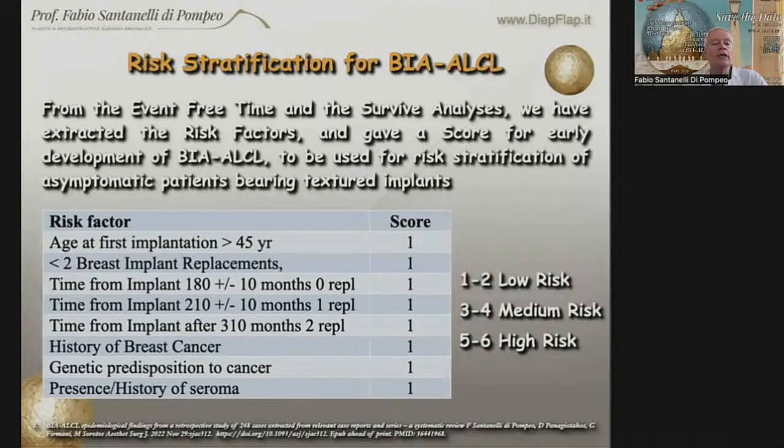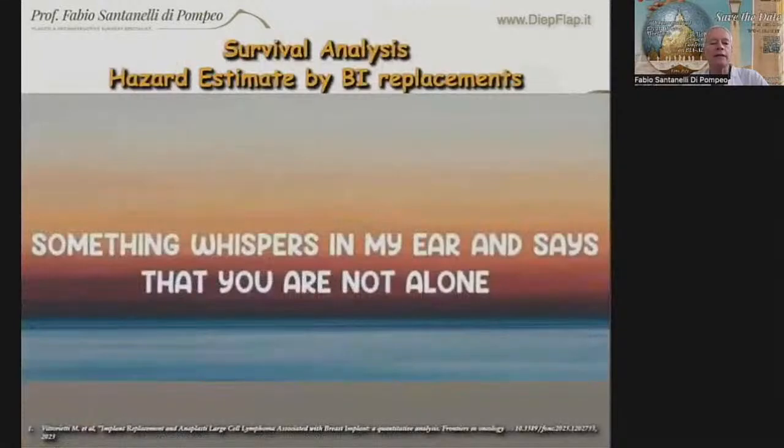Those scores take into consideration the age when the implant was first inserted, whether there was a replacement or not, when the surgery was, how long ago the breast device was implanted, whether the patient has a history of breast cancer, the genetic predisposition to cancer, and whether the patient has a history of seroma or not. So we can stratify the patient.